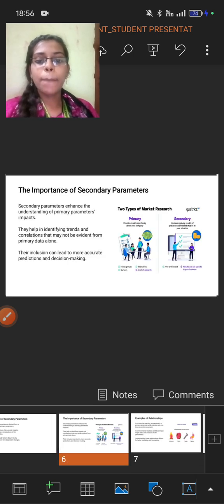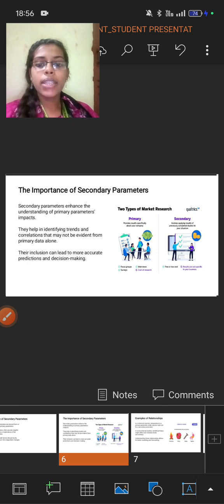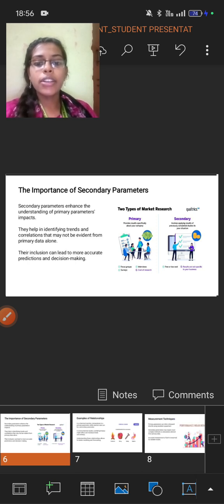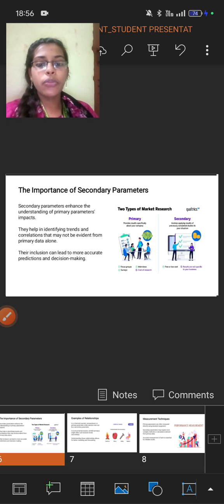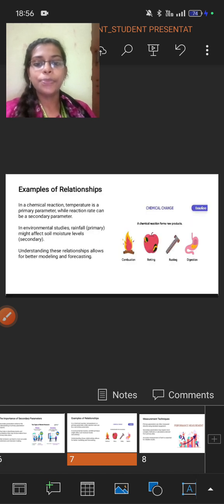Next one, the importance of secondary parameters. Secondary parameters enhance the understanding of primary parameters' impact. They help in identifying trends and correlations that may not be evident from primary data alone. Their inclusion can lead to more accurate predictions and decision making. In this picture, we can see two types of market research, primary and secondary.